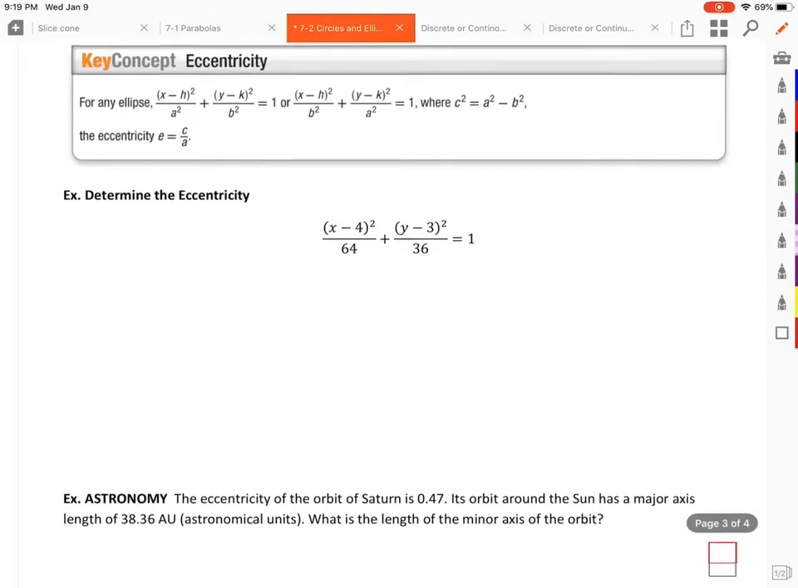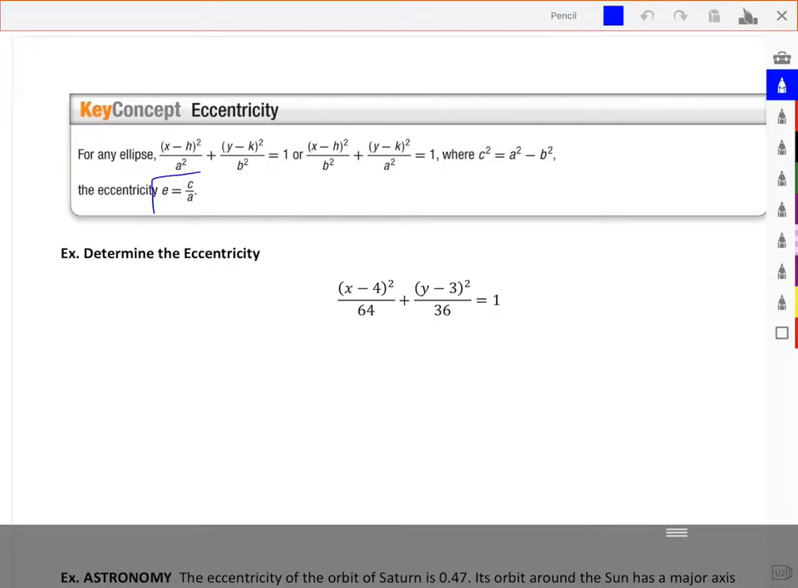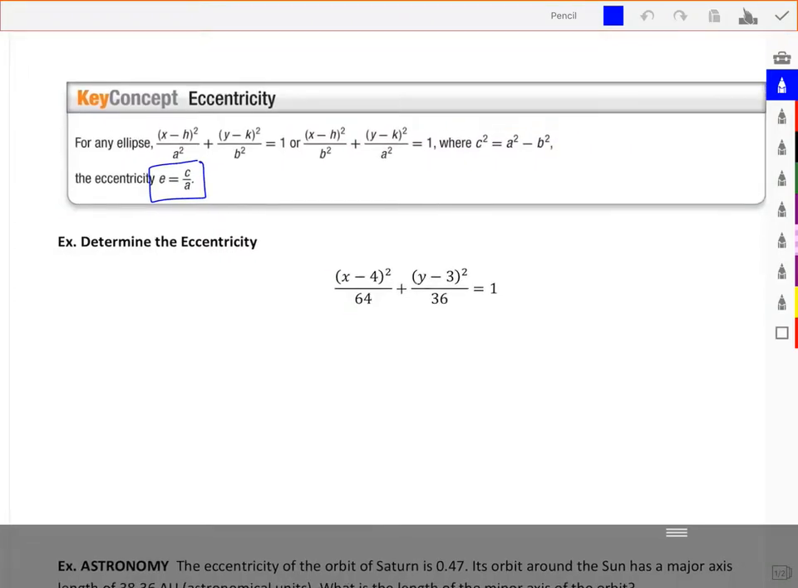All right, now we have this concept called eccentricity. Eccentricity is defined as the measure of how not round an ellipse is, how squished it is. If your eccentricity is 0, you've got a circle. If the eccentricity is 1, then it's smashed so much that it is a straight line. So it's going to be between 0 and 1 to be an ellipse. And the equation for it is right here: e equals c over a. So we're going to find the eccentricity.